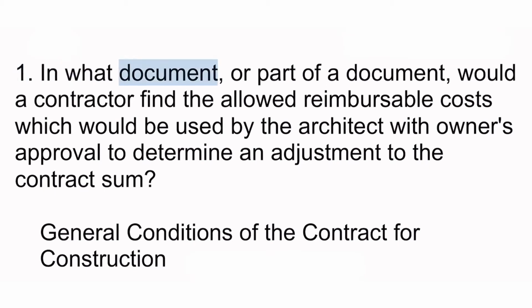1. In what document, or part of a document, would a contractor find the allowed reimbursable costs which would be used by the architect with owner's approval to determine an adjustment to the contract sum? General conditions of the contract for construction.